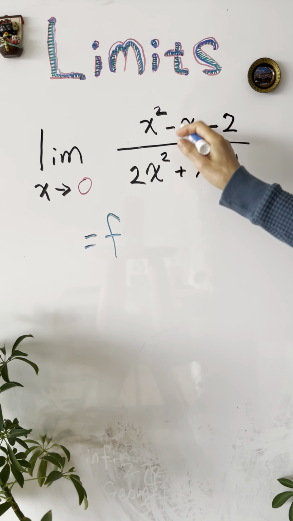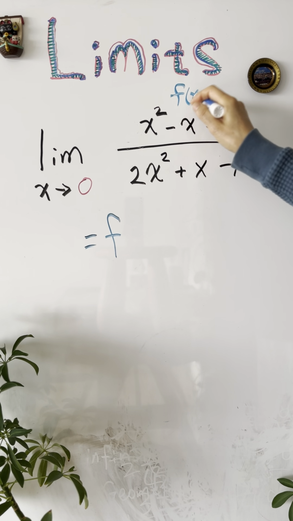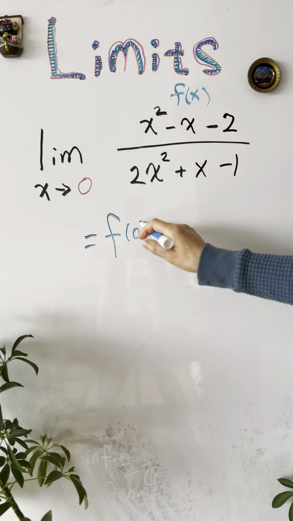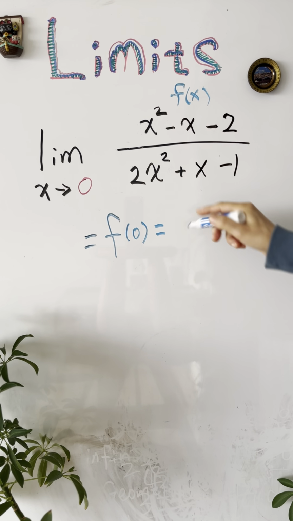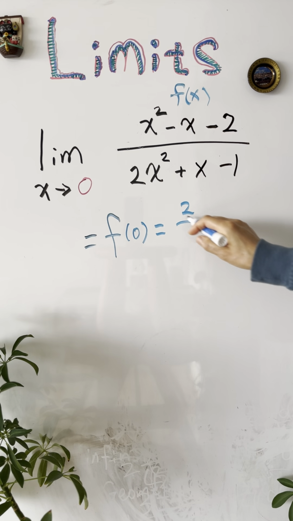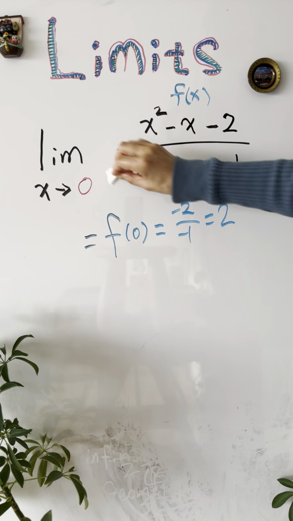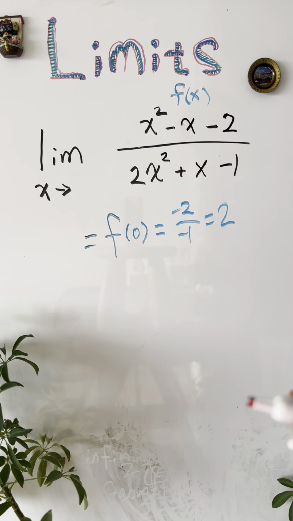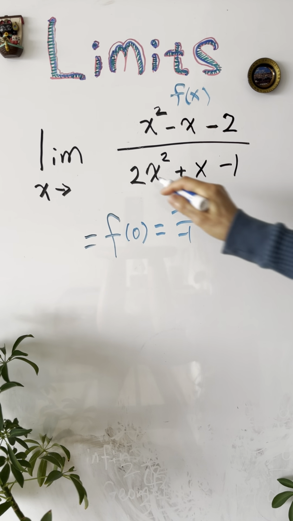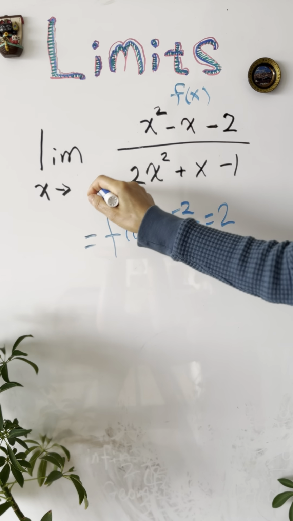f. If we call this f of x, this will be f of 0. Plugging in 0, we get 2 over -2 over -1, which simplifies to just 2. Now let's see, if this is another number, let's say 1.